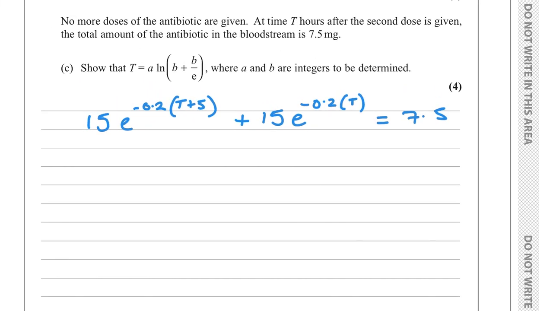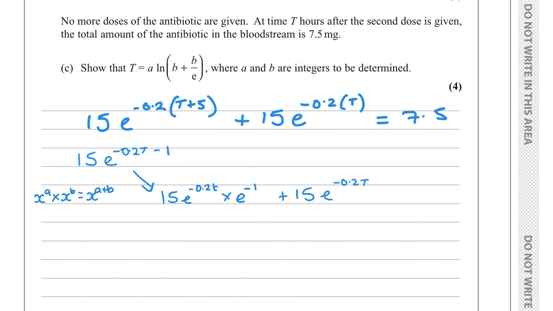Okay, so now we need to try and get it in this form where we get a ln. So ideally I want to factorise out an e, but I've got too much going on, but that's okay. Right, so this is the same as 15 lots of e to the minus 0.2t minus 1. Which is the same as, because we know that x to the power of a times x to the power of b is the same as x to the a plus b. So this is the same as 15e to the minus 0.2t times e to the minus 1, plus 15e to the minus 0.2t.